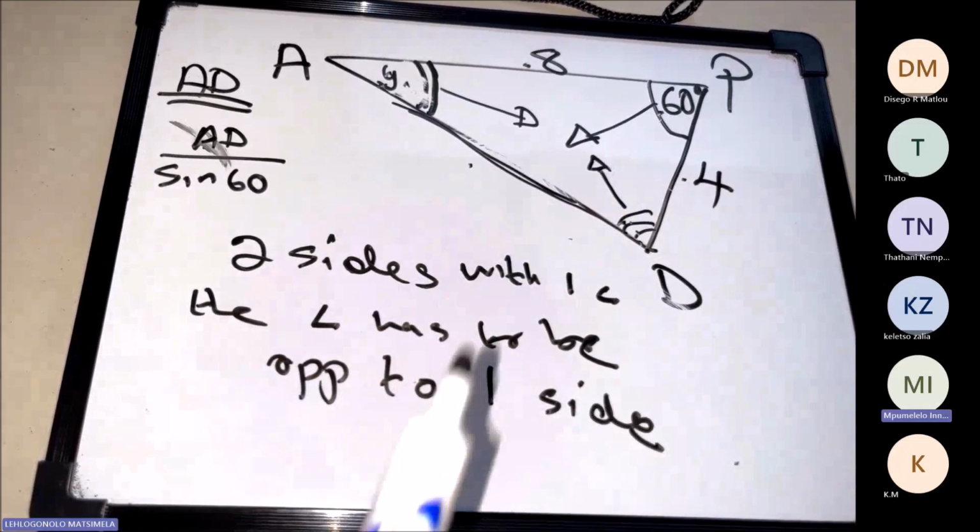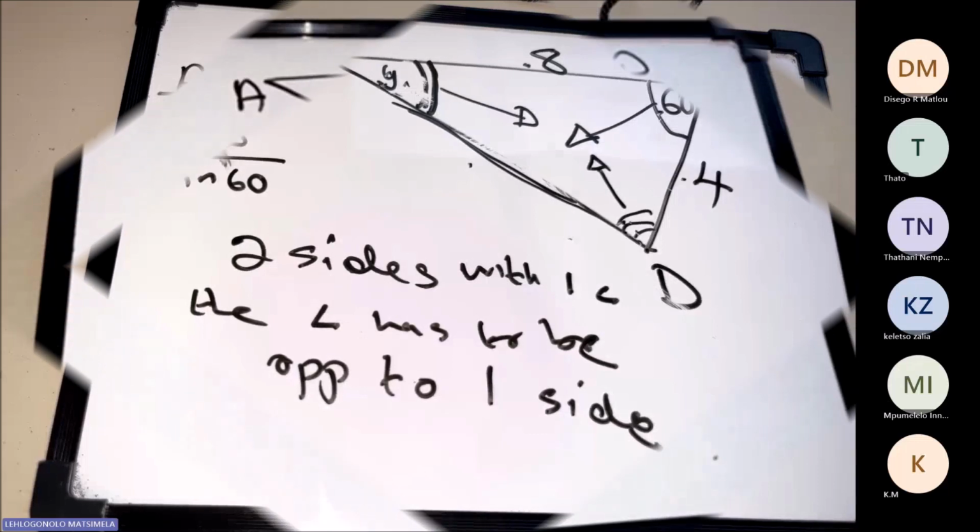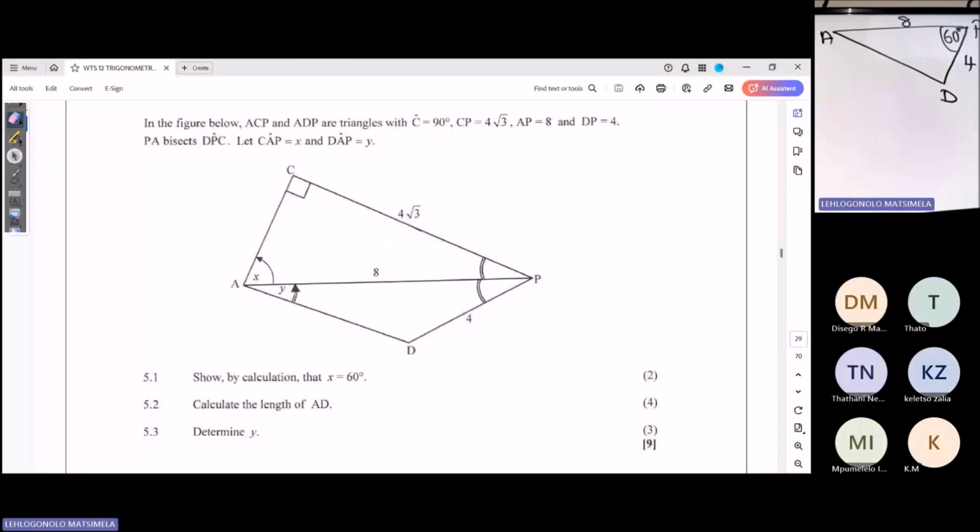That is where we are going to a new rule, which is cosine. This is where the original triangle comes from. Remember, the triangle was triangle ABP connected with triangle ADP. So I only took triangle ADP for the sake of progress, just to explain how the sine rule will work on this triangle if we are to find anything else.